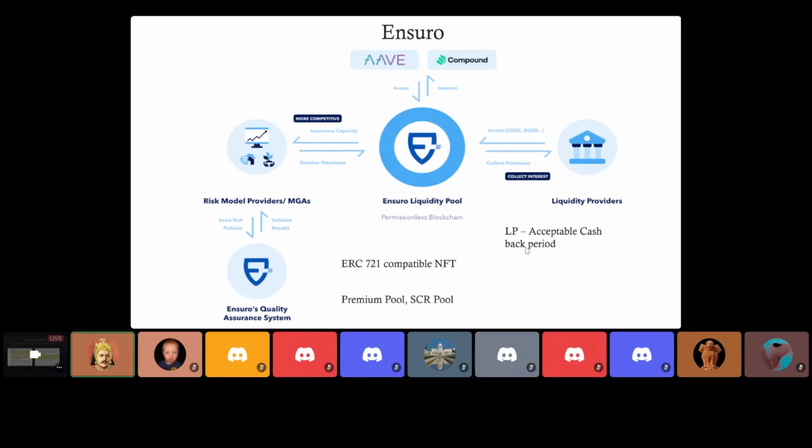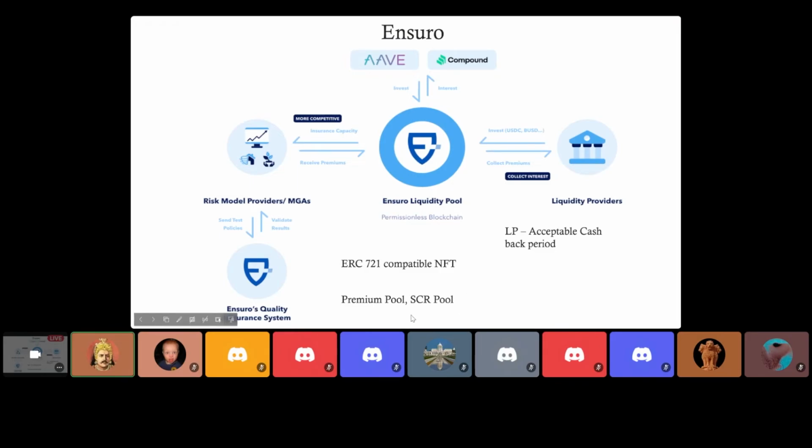The second thing is there is a risk involved. So if something goes wrong in the risk models that they're investing in, and there comes a situation when the customers will be reimbursed more than the premium pool. The premium pool is what the customers are paying into the pool, and the SCR pool is the additional backup liquidity that the liquidity providers are providing. So if a case appears that a huge risk has happened and the premium pool is not sufficient to pay back the users, then the SCR pool will be touched.